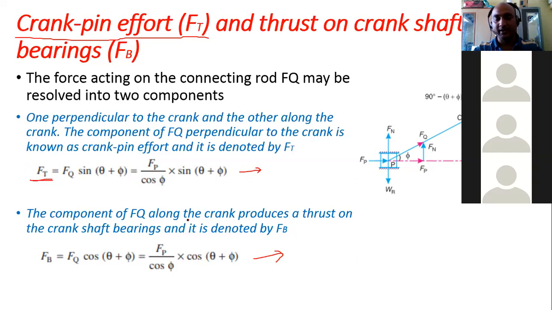The required quantity is Ft, for a particular application. We want this thrust force, or you can say the thrust effort by the crank, for some applications. Once you have this value, we can design the crank. Designing the crank means we are going to find out the mass of the crank and the cross section of the crank. So that is the importance of these forces.